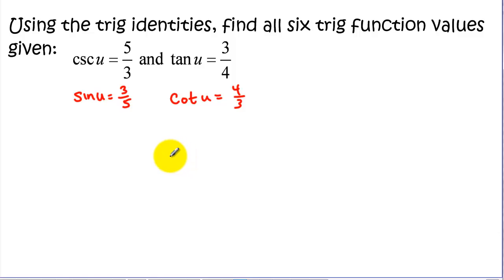And we could find the cosine in one of two ways. We could use the Pythagorean identity that uses the tangent. So we could use 1 plus tangent squared equals the secant squared and find it that way. Or we can use the one that's easier to remember, that the sine squared of u plus cosine squared of u equals 1. This is the trig version of the Pythagorean theorem.